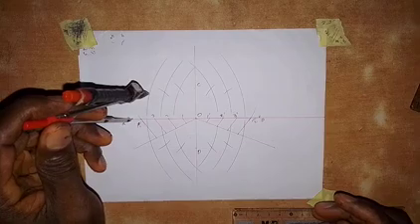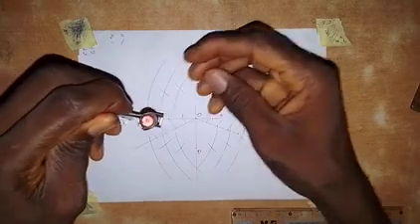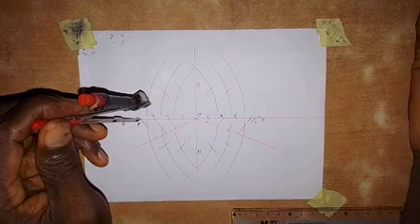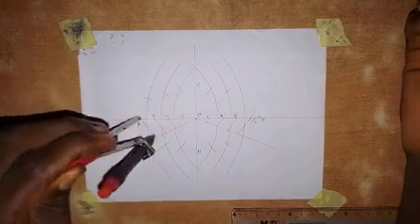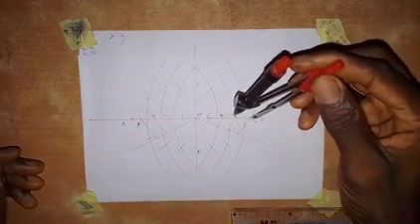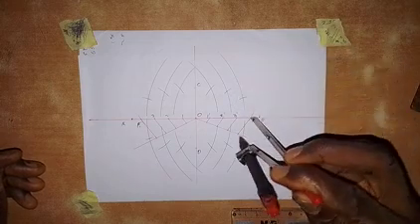Next is from A to 3. From A to 3, that is this point. Put it at F1. Make an arc up here on the third arc and make it down here on the third arc. Then put it at F2 here. Make an arc up here on the third arc and down here on the third arc.